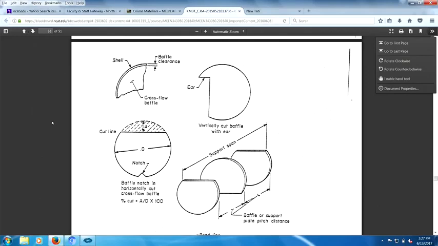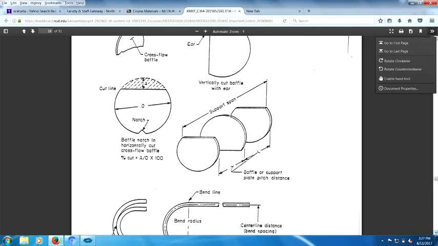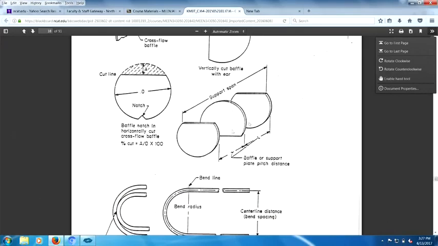Question for you: why is the baffle notched? That's a test question right there. What do you think? You tell me why the baffle's notched. Okay, this is called a baffle window up here. It's an opening. So when I look at these baffles in here, I've got baffle spacing, and I've got support.